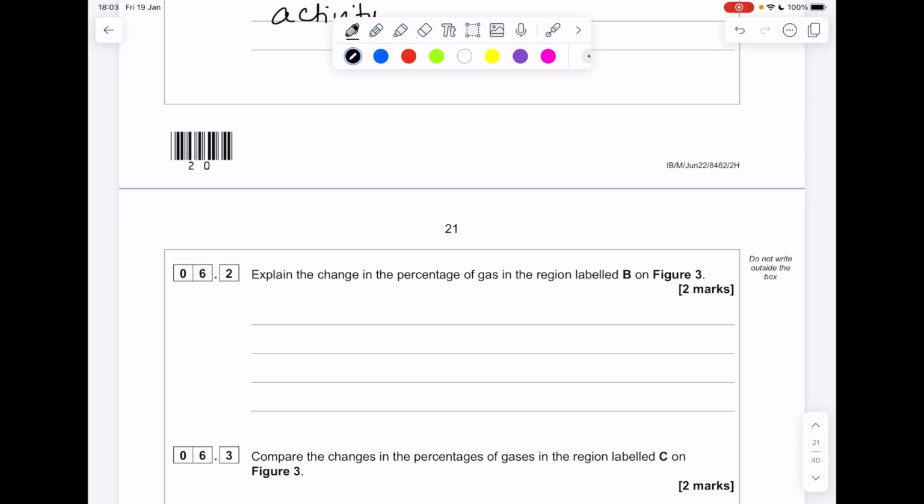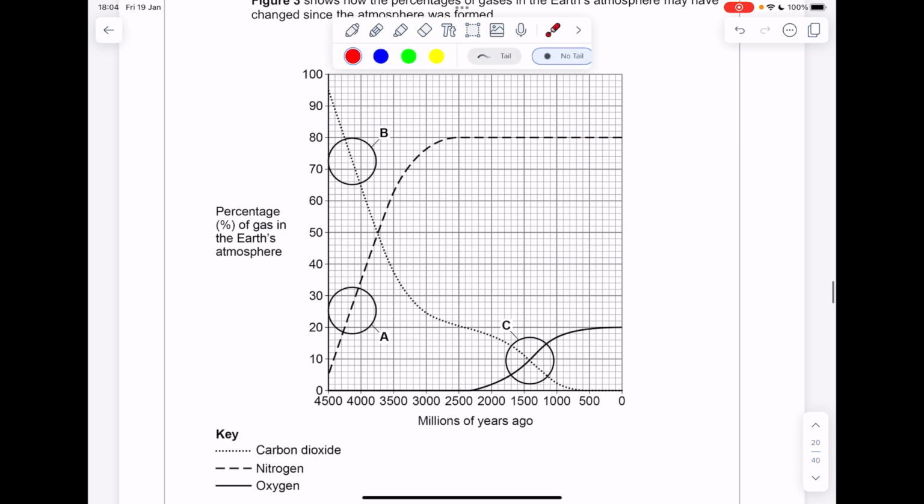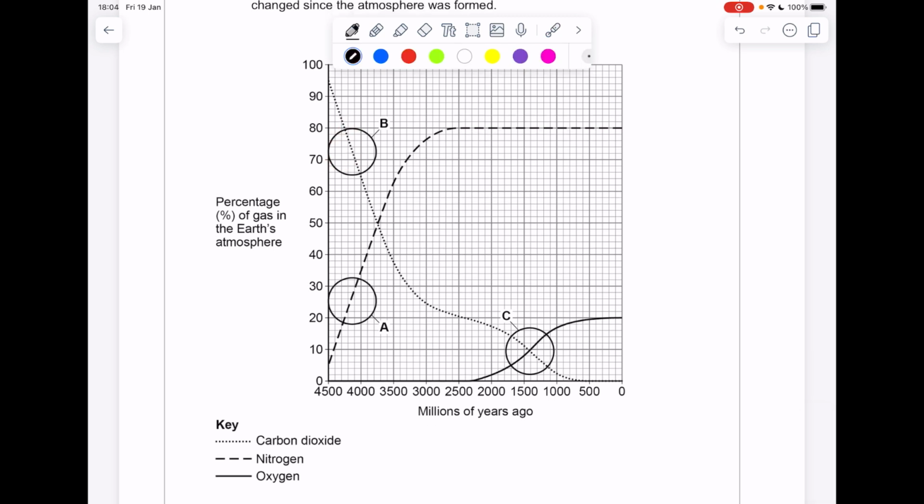Explain the change in the percentage of gas in region B. So this is carbon dioxide. It has dramatically decreased. They don't want an answer to do with plants photosynthesizing, actually. They want that CO2 locked up in the oceans.